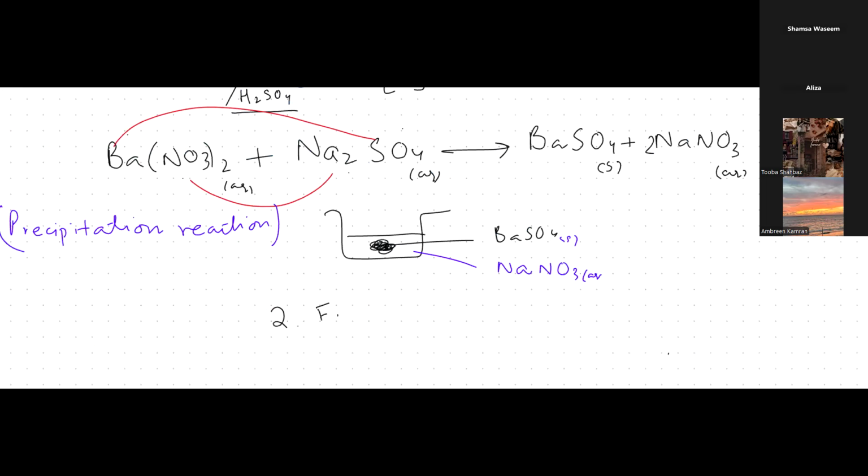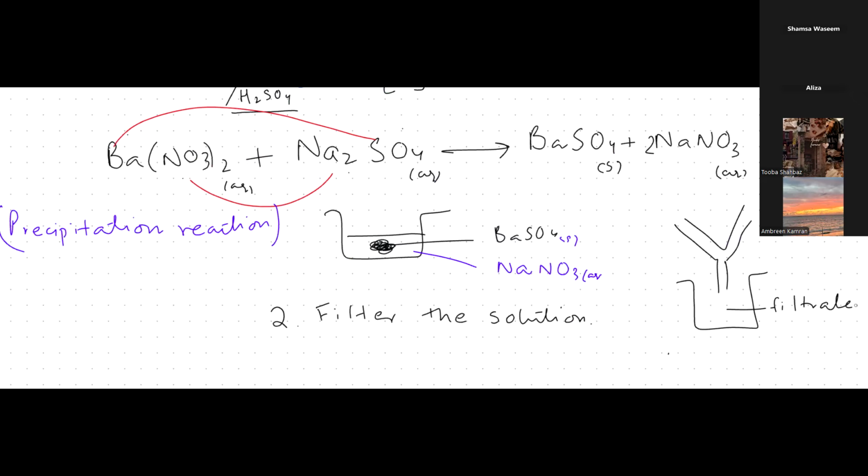Are you getting it, all of you? Yes. Now tell me, as soon as you filter the solution using a filter paper and a filter funnel, what will be there in the residue and what will be there in the filtrate? Take your time and try. Again I'm asking, what will be there as a residue and what in the filtrate? The residue will be barium sulfate and the filtrate is sodium nitrate. Do you agree, Ambreen and Aliza? Yes. Very good.